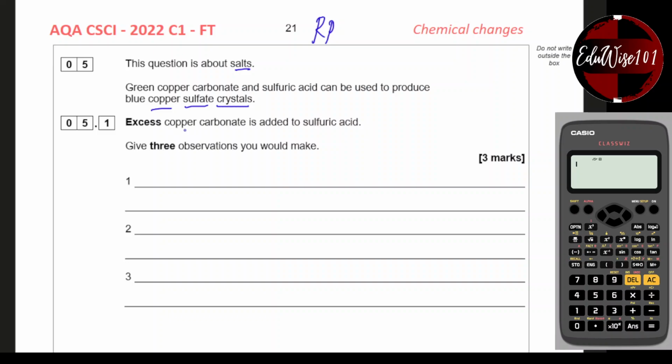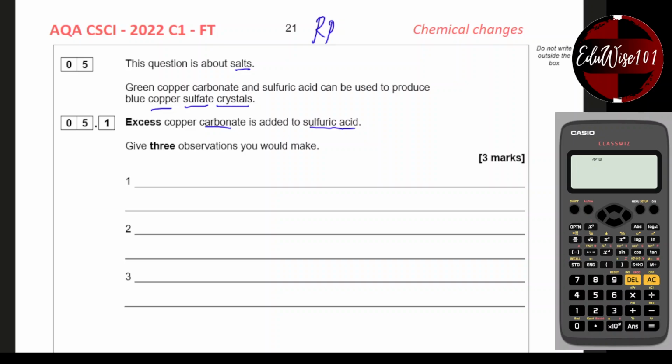Now, you're reacting a carbonate with an acid. When you react a carbonate with an acid, you get salt plus water plus carbon dioxide. So you're going to see the fizzing. That's one of the observations. Now, the copper carbonate is a green colored solid. When it dissolves, it's going to form the blue colored solution, which you would later crystallize. So all of these observations can be written down.